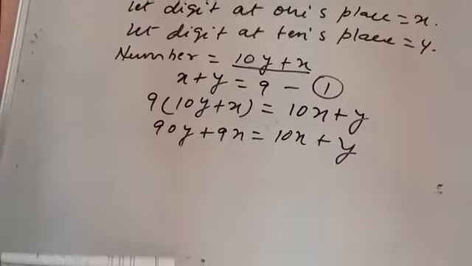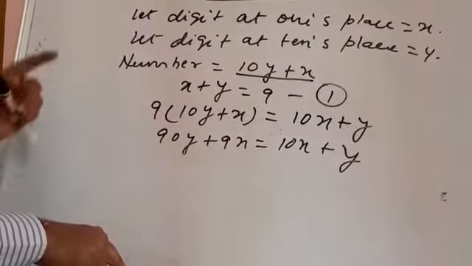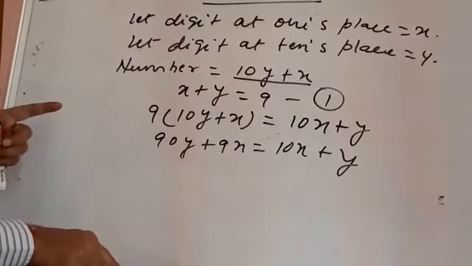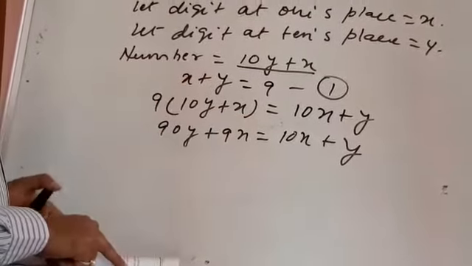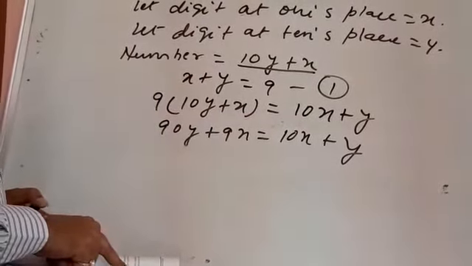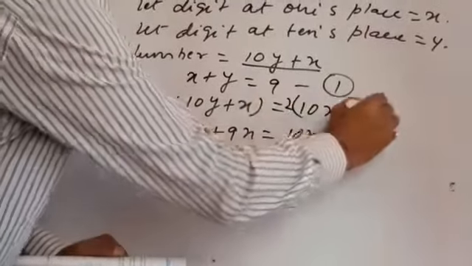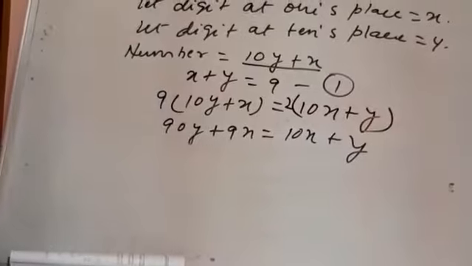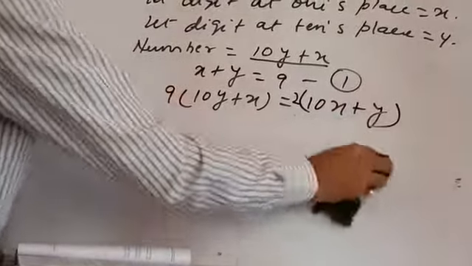Let me repeat once again. The sum of the digits of the 2-digit number is 9. It's alright. x plus y is equal to 9. Then we have 9 times this number, so 9 times this number is twice the number. Okay, it is given twice the number. Here we are making a mistake. Twice the number by reversing it. So that's why now we'll solve it and we'll have the answer.